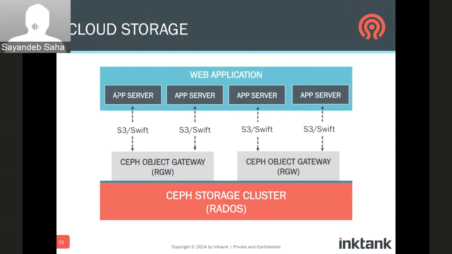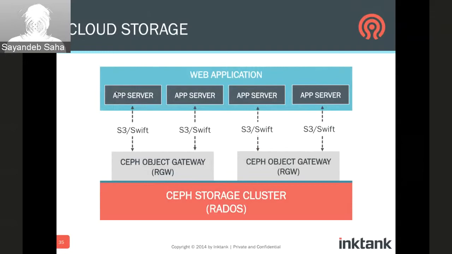Cloud storage is the next important use case. It's fundamentally an object store, but it could be used by service providers or hosting providers or public cloud providers to provide a cost-effective object store to their end users. So that's where the S3 or the Swift layer comes into play, that rides on the object gateway on top of Rados. And this is again a very important use case that Ceph has, and a lot of its existing customers use Ceph in this manner.